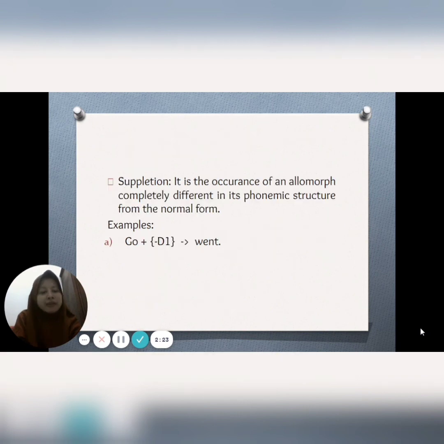Ten, suppletion. It is the occurrence of an allomorph completely different in its phonemic structure from the normal forms. For example, go plus past tense becomes went.